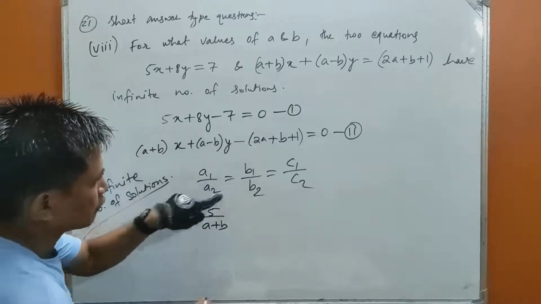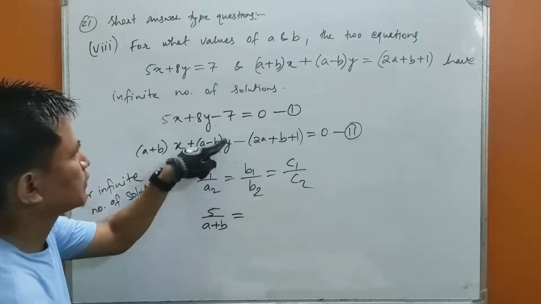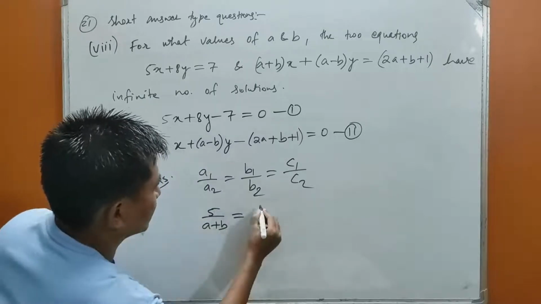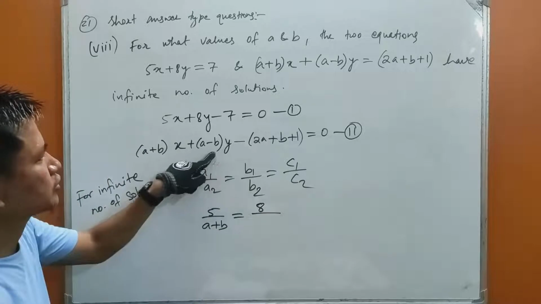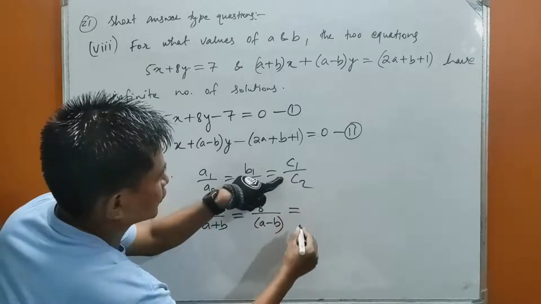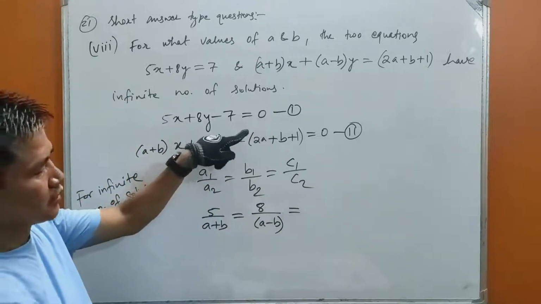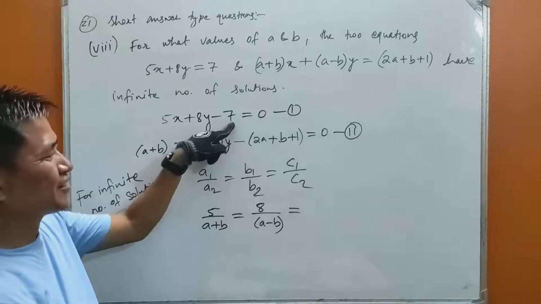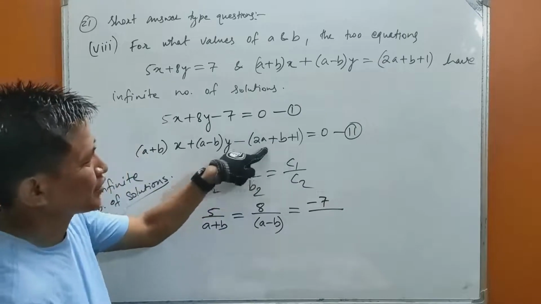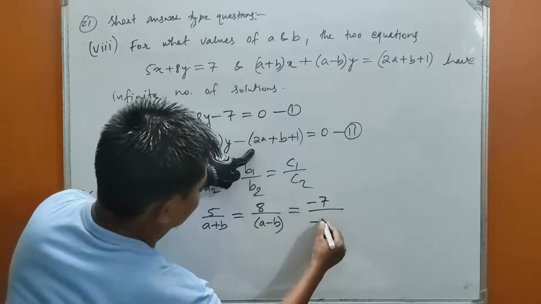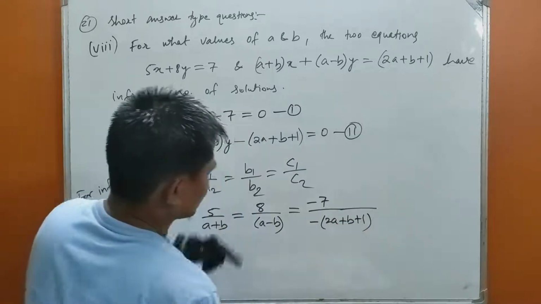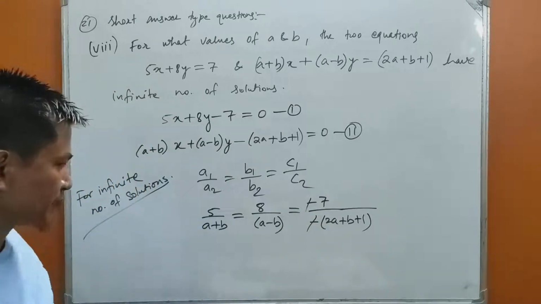Equals b1 means the coefficient of y in equation 1, that is 8, and b2 means the coefficient of y in equation 2, that is a minus b, equal to c1 means the constant term, that is minus 7. Here c2 means the constant term in equation 2, that is minus 2a plus b plus 1, isn't it? So let us cancel this minus and minus.